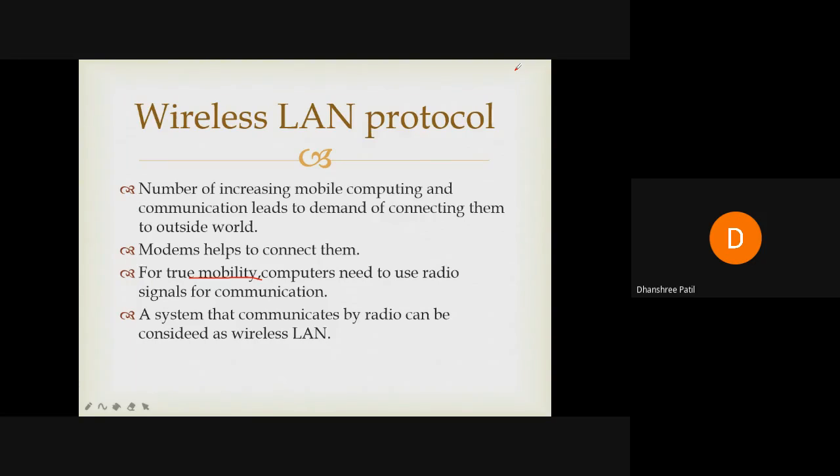What is meant by mobility? Ability to move freely. Okay, means what? Ability to move freely, म्हणजे काय?